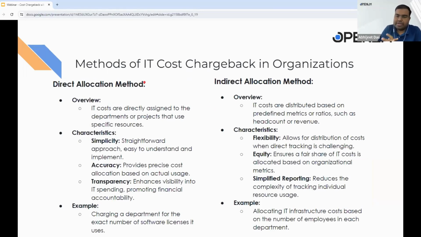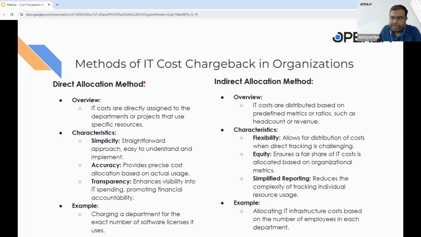There are multiple methods of IT chargeback policies in different organizations. But broadly, the most common ones that we are showing today are, one, the direct allocation method, and second, the indirect allocation method. Now we'll start with an example. In case of the direct allocation method, it's more about charging a department for the exact number of software licenses it uses. While the indirect allocation method is based on the number of employees in each department or the number of resources that it uses, right?